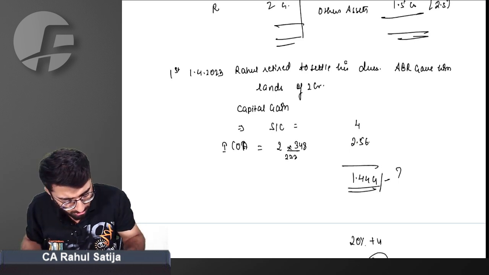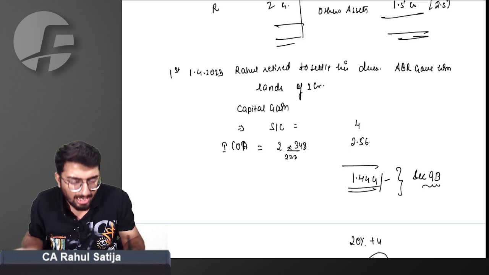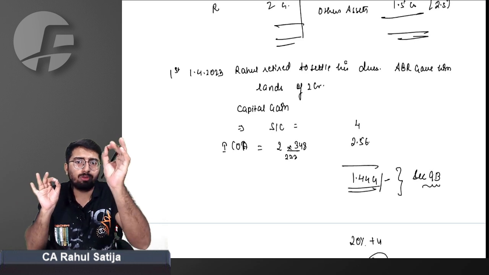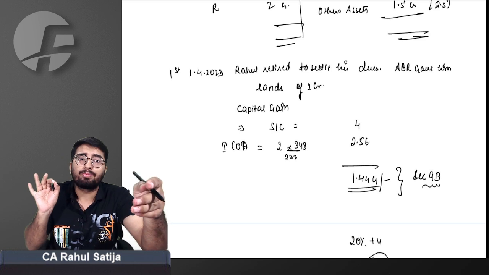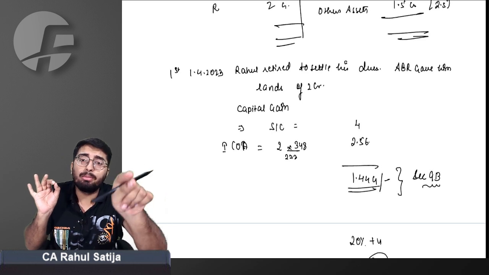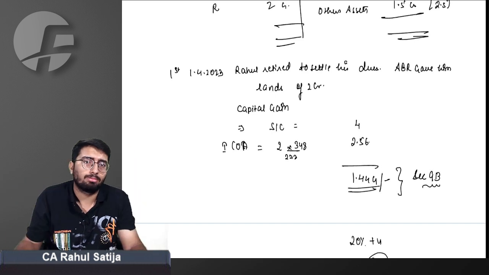If everybody agrees with me, then I can proudly say that this is section 9. If such land is sold to an outsider, whatever capital gain is accrued to firm, that will still be taxable under section 9B if such land is given to partner.